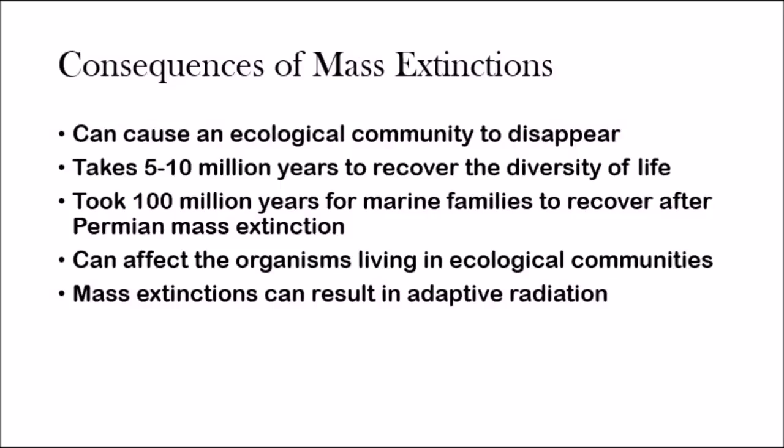Now, one of the consequences of mass extinctions, they can cause an ecological community to disappear. They take many, many years to recover the diversity of life, and during this recovery process after mass extinction, a lot of things are going to change. It took more than 100 million years for marine families to recover after the Permian mass extinction, 96% of them just being eradicated. It's pretty big. It can affect the organisms living in the ecological communities, and then mass extinctions can result in what we call adaptive radiation, which we're going to look at now.